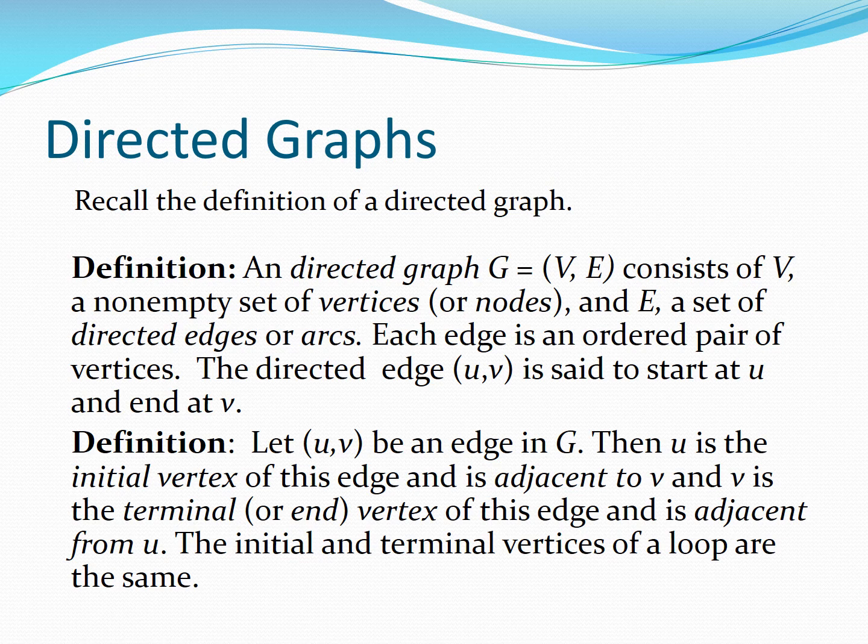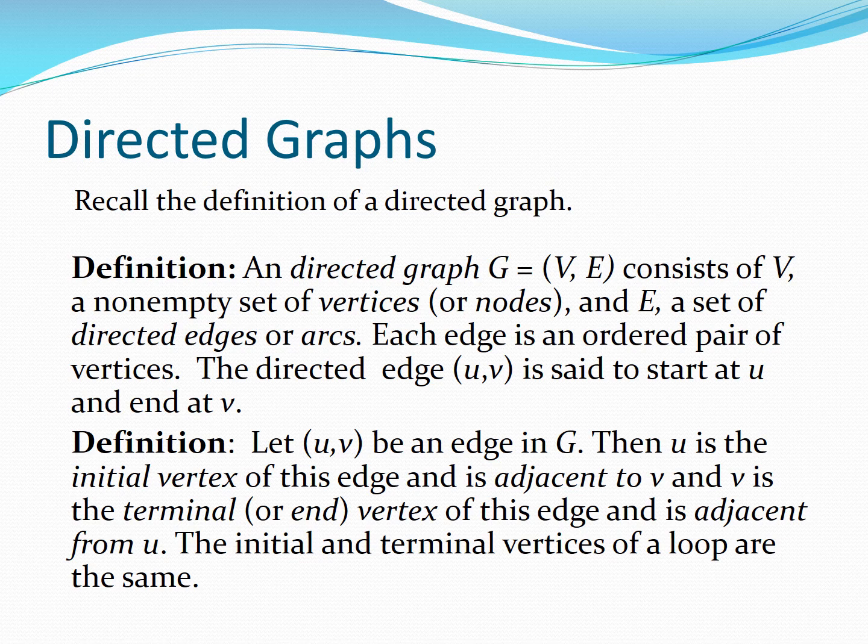If you say there is an edge (u, v), it's different from an edge (v, u). When you say there is an edge (u, v), that means the edge starts at the vertex u and goes towards the vertex v. Now, what is adjacency when it comes to directed graphs?